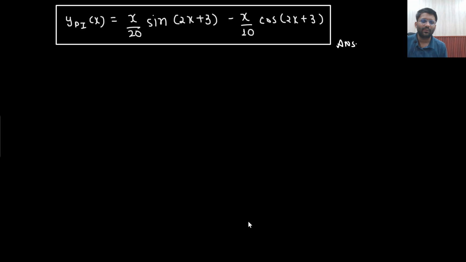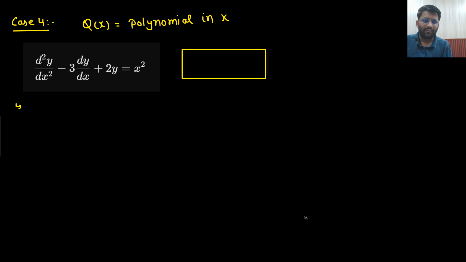Job done. So let's understand the polynomial function. I will take a break and then we will understand the polynomial function. Welcome back. Now we need to see the case of polynomial in x. I hope you know the meaning of polynomial. x square is a polynomial, x cube plus 2x square plus 3 is a polynomial.